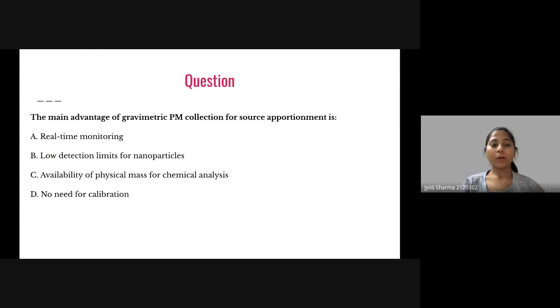Okay, what is the main advantage of gravimetric particulate matter collection for source apportionment? Real time monitoring, low detection limit for nanoparticles, availability of physical mass for chemical analysis, no need for calibration.